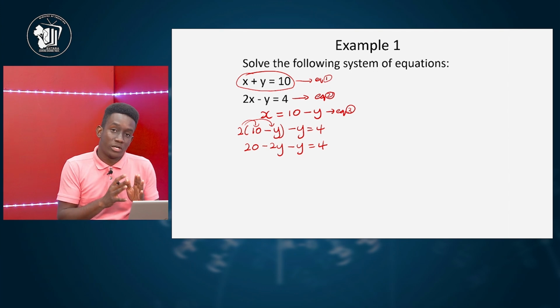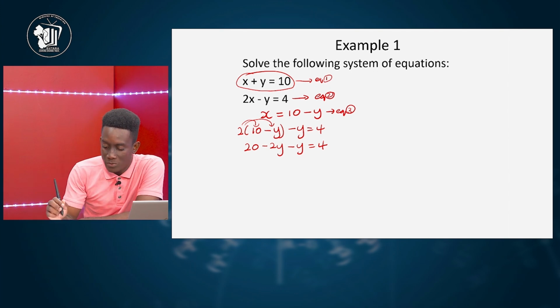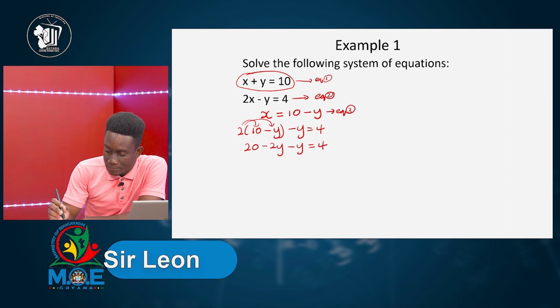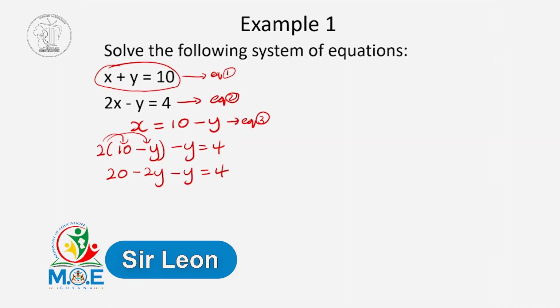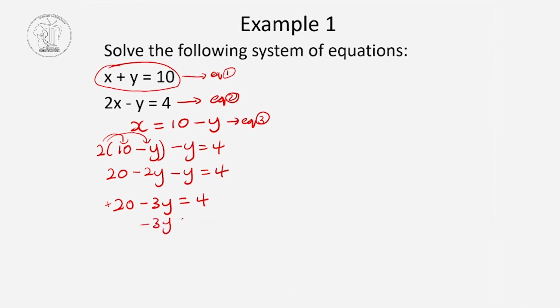When you have one variable now, you can go ahead and solve that. So we do some simplification and we solve. Negative 2y minus y would give me 20 minus 3y, and that would be equal to 4. Now we can solve here. This is a plus 20, when we take it off, it will become minus. So we'll have negative 3y is equal to 4 minus 20, which would give us negative 16.